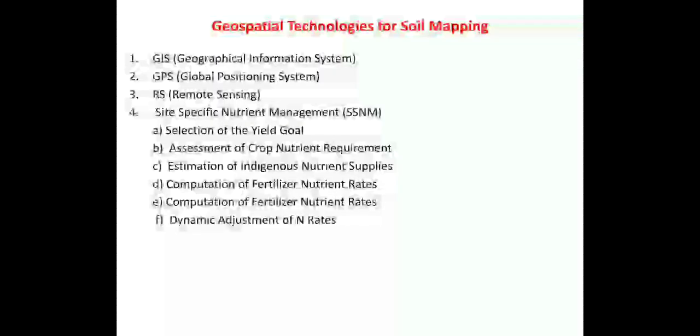Next, we can see the different geospatial technologies used for soil mapping. The first one is GIS, that is geographical information system. The second one is GPS, that is global positioning system. The third one is remote sensing. Then the fourth one is site-specific nutrient management, which has different subpoints: selection of yield goal, assessment of crop nutrient requirement, estimation of indigenous nutrient supplies and nutrient rates, and finally the dynamic adjustment of nitrogen rates.